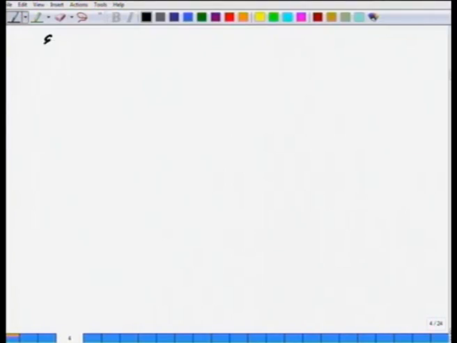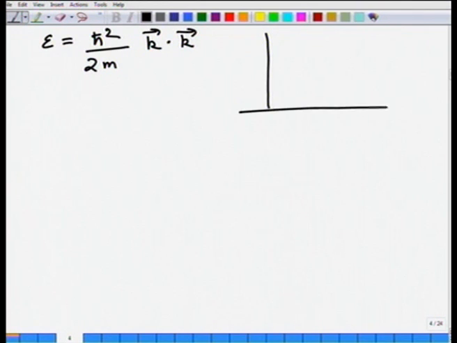So, let me try to explain one more time. Energy we are going to assume as h square by 2m k dot k. Now, you can already appreciate what the problem is. My paper is two dimensional. If I want to write this energy versus k diagram, since k is a vector, it has infinite possibilities, it could be pointing in any possible direction. Which direction should I represent here? What vector should I take? That is my problem. We can pick only one particular direction.